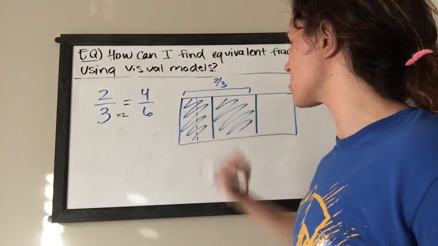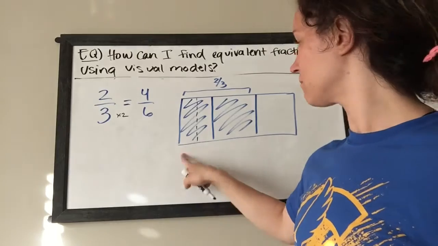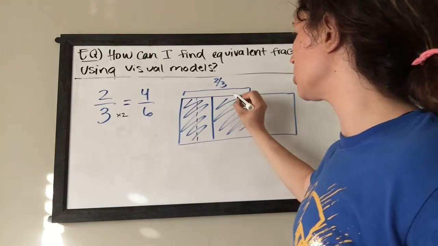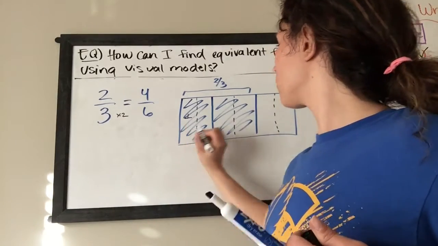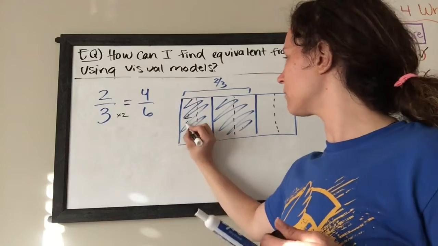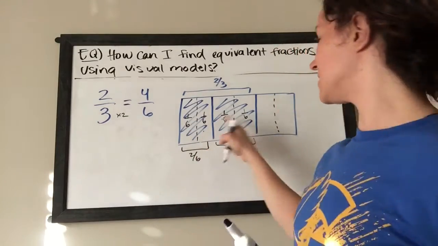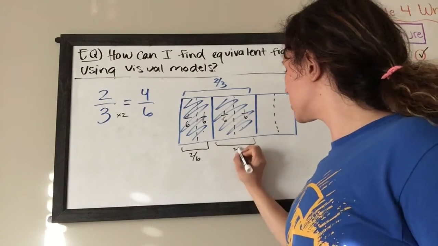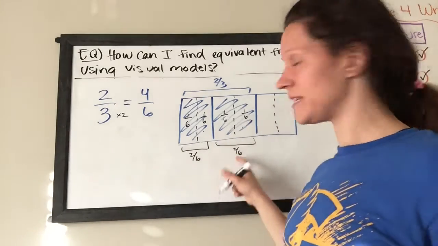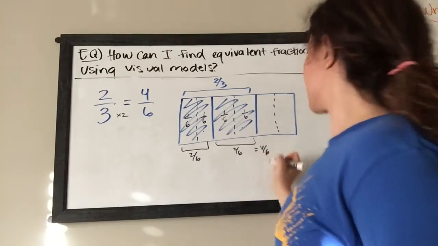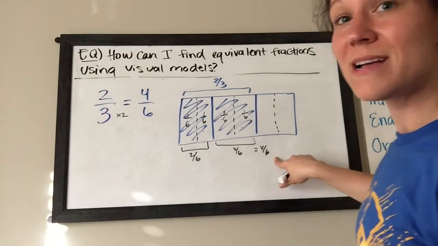So here we go. Here's my third. I'm going to cut it into 2 pieces, which means I only draw 1 line. But whatever I do with this piece of our whole, I have to do with the rest of them. So I'm going to do it again and then do it again. So now I have a new unit fraction, 1 out of 1, 2, 3, 4, 5, 6, which is what I was going for. 1/6 plus 1/6 is 2/6. This piece is also worth 1/6 plus 1/6, which is 2/6. So 2/3 is equal to 2/6 plus 2/6, which is equal to 4/6. Therefore, 2/3 is equal to 4/6.